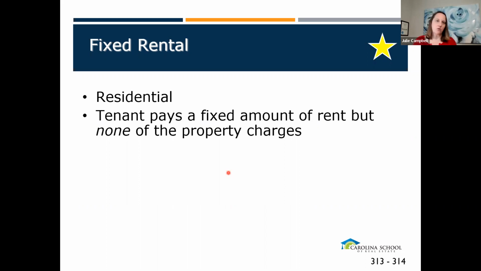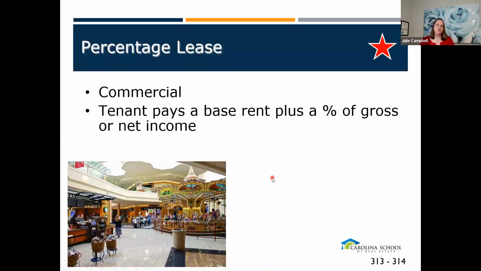So in the commercial world, the types of leases we're dealing with, there's something called a percentage lease. The only reason this has a red star is because, again, it's one of those things that I hesitate to call math, but we are going to have to pick up a calculator.